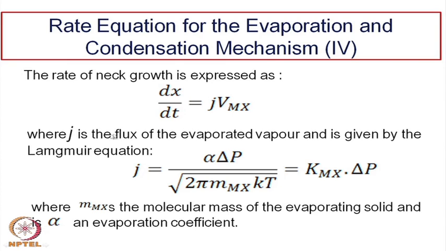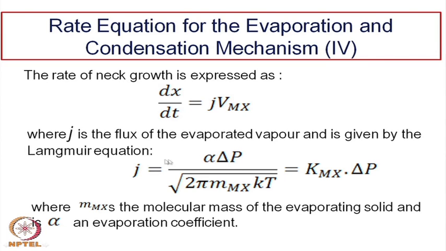J is basically the flux of the evaporated vapor, and is given by the Langmuir equation, which we will discuss later. But before that, it is the flux into the atomic volume of the compound, or the molecular volume of the compound. J is the amount of the material flowing in per unit cross section. So, that is the flux, and that flux again depends on the delta p, what is the pressure difference.